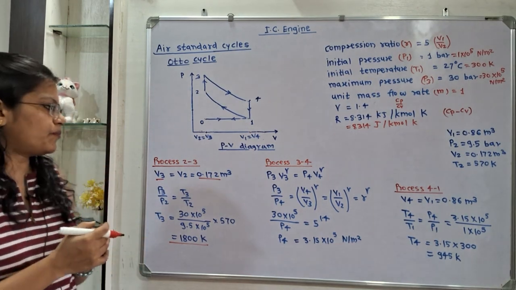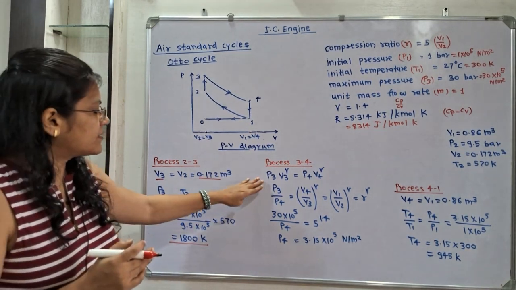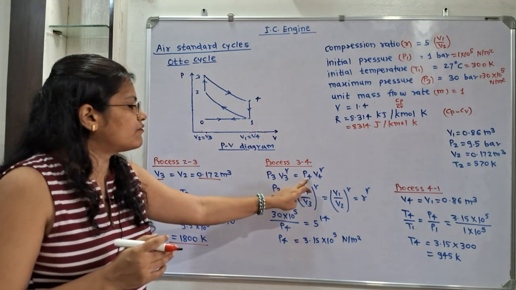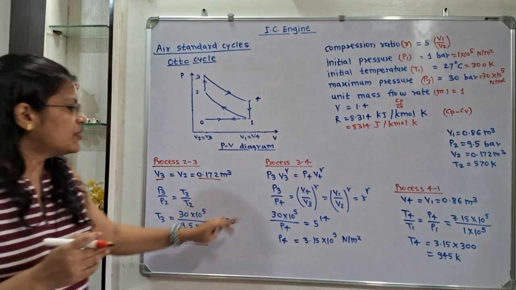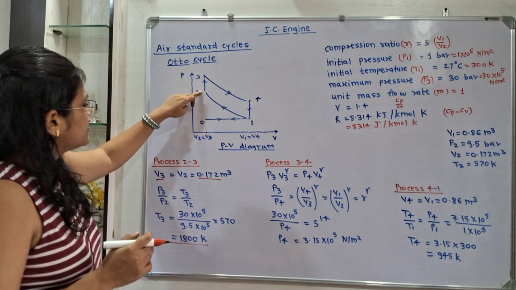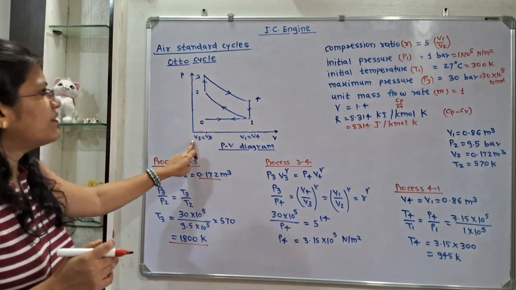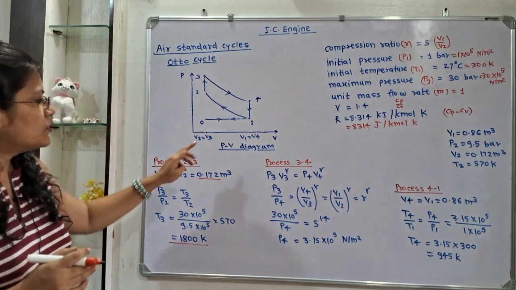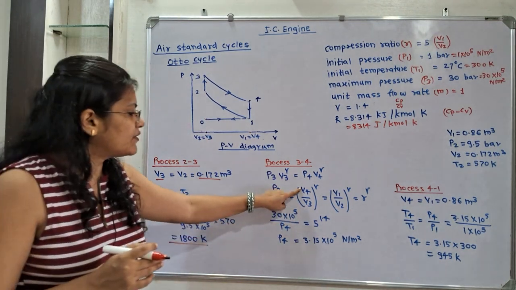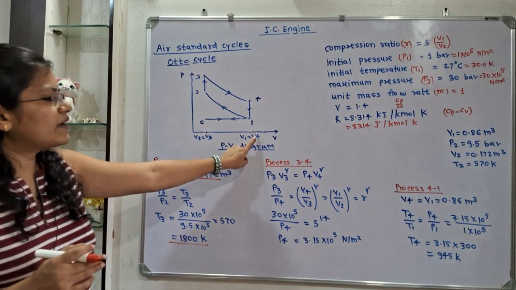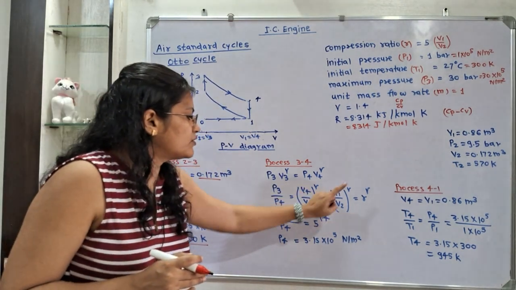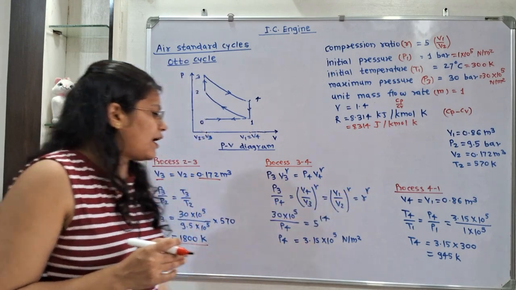Now we will move to the process 3 to 4, where the expansion process is taking place with constant entropy. Now how to calculate here this pressure P4? We have relation P3 V3 raised to gamma is equal to P4 V4 raised to gamma. If we observe, V4 is equal to V1 and V3 is equal to V2. So V1 by V2 we know it is equal to R. When we take V4 raised to gamma by V3 raised to gamma, then we will get V4 by V3 raised to gamma. Now we will replace V4 with V1 and V3 with V2. So V1 by V2 raised to gamma, which is equal to R raised to gamma.